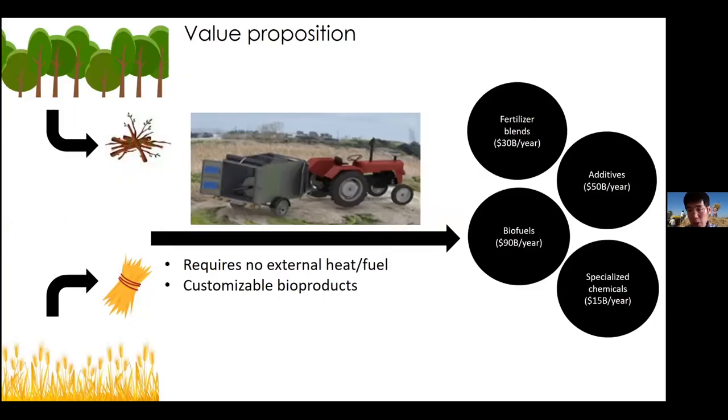So what Takachar is working on are small-scale, low-cost portable systems that can latch onto the back of tractors and pickup trucks, and that can deploy to rural hard-to-access regions to locally upgrade and densify the residues on site into higher-value bioproducts, such as biochar-based fertilizer, biofuels, or chemicals.